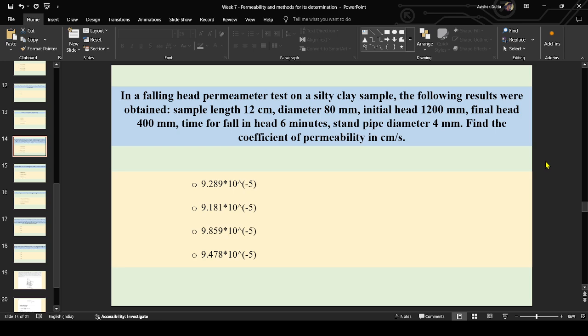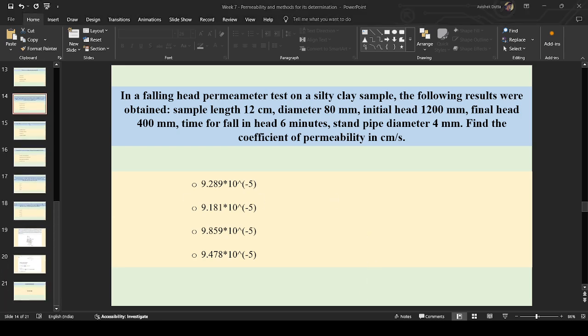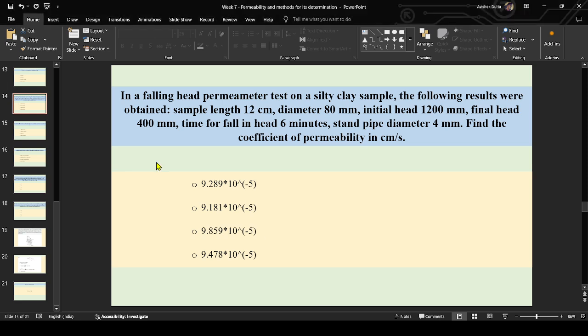The options are 9.289 into 10 to the power minus 5, 9.181 into 10 to the power minus 5, 9.859 into 10 to the power minus 5, or 9.478 into 10 to the power minus 5, all in centimeter per second. Okay. Next question.